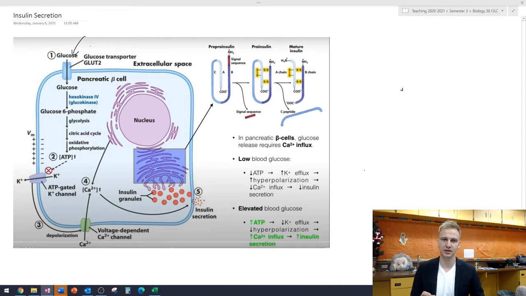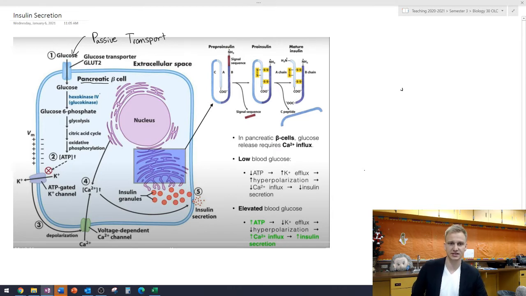Glucose is going to be at a really high concentration in the rest of the body. We're looking specifically at a pancreatic cell here. So glucose is going to move from an area of high concentration to low concentration, and so this would be passive transport. Glucose moving from an area of high concentration to low concentration. It'll be a lower concentration down in the pancreatic cell.